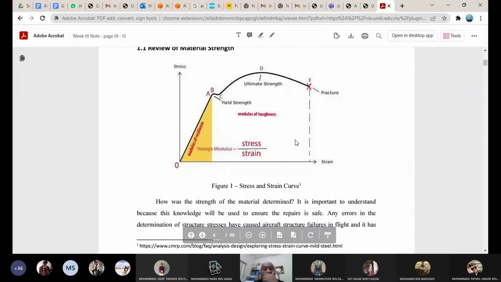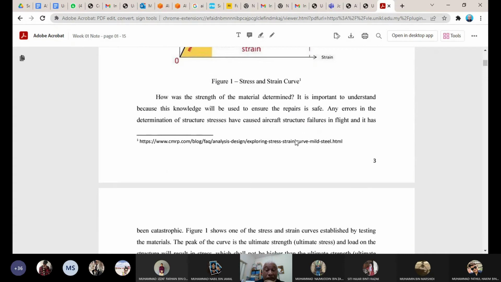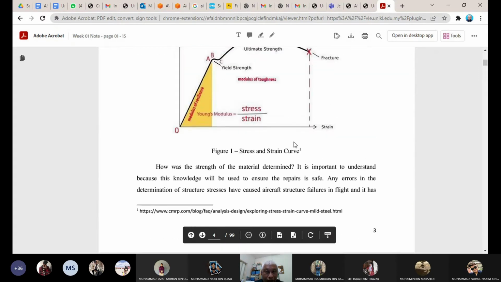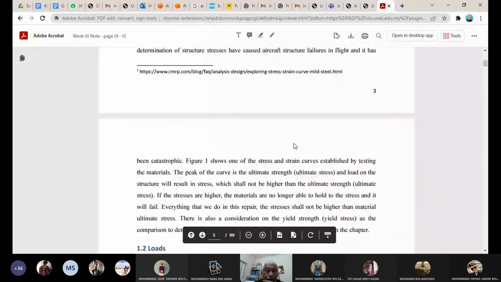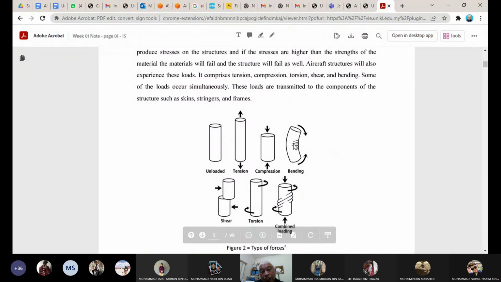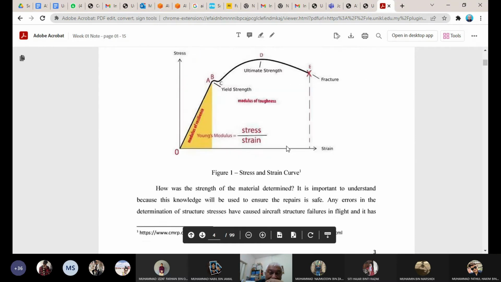Any question on this? Okay, now we go to 1.1, 1.2, loads. Load is very important because what we do in aircraft structure repair is determine the load on the structure. Divide by the area, you get the stress. Then the stress that you have is compared back to the material stress.